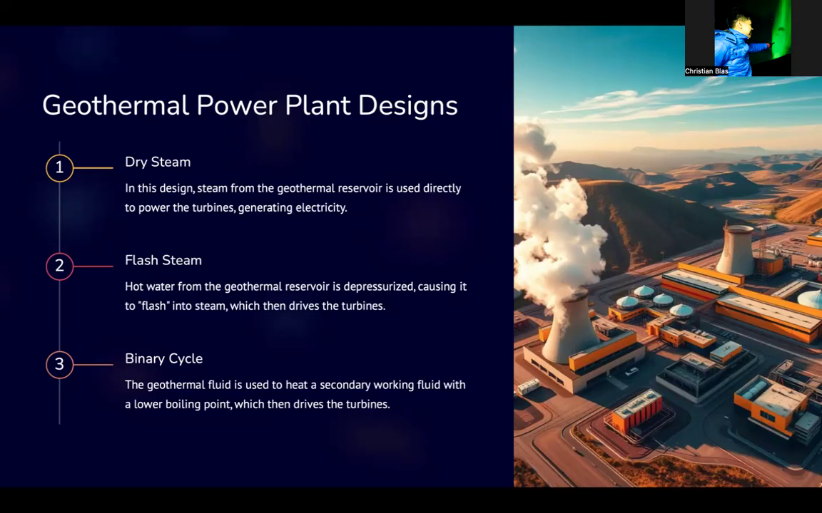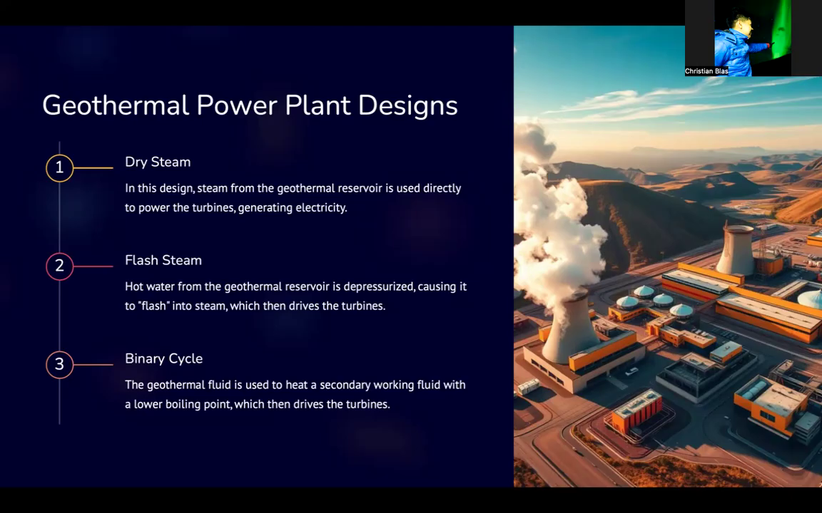Later I'll show you the basic schematic diagram for the flash steam. Of course, the binary cycle is an alternative approach to flash steam plants for electric power generation at liquid-dominated geothermal resources. In this type of plant, we have a secondary fluid, usually a fluorocarbon or hydrocarbon, which is used as a working fluid in a Rankine cycle. The geothermal brine is used to heat the working fluid. So that is a binary process.